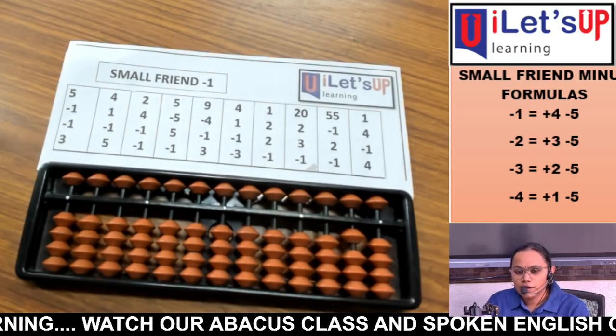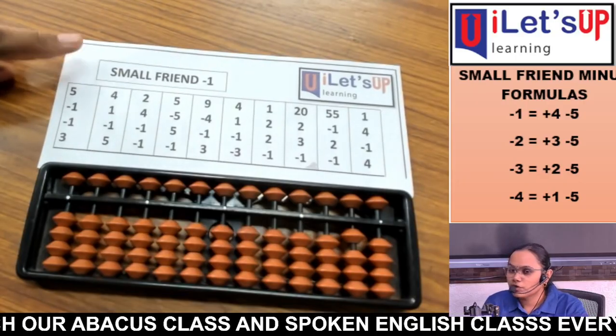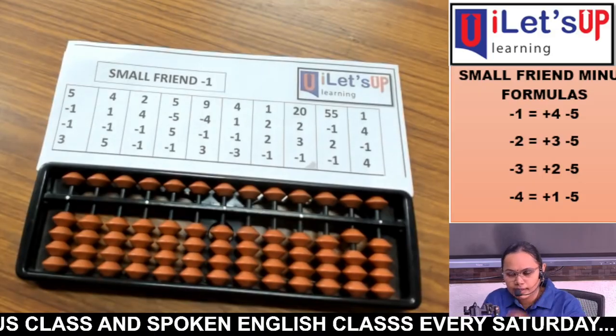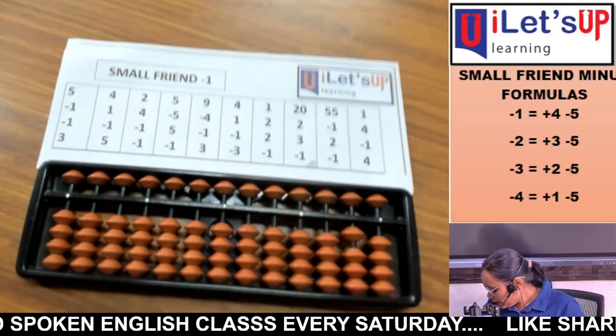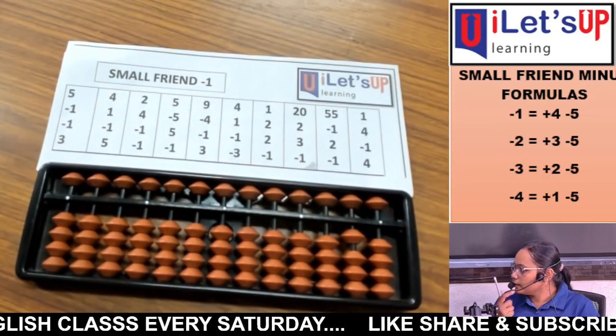Now you can notice the questions which are related to small friend minus 1 here. So how to solve them? Come, let's try to understand with these 10 questions. Okay, ready to learn? Clear?